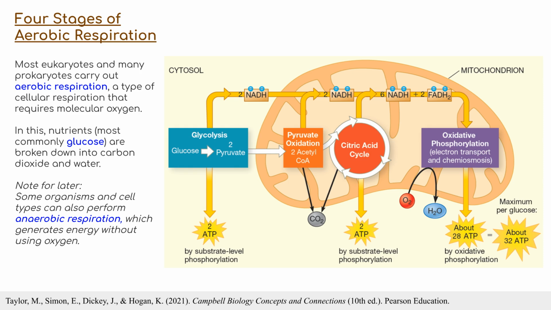This stage takes place along the inner mitochondrial membrane. Electrons carried by NADH and FADH2 move through the electron transport chain. Oxygen is required at the end of this chain. This stage produces the majority of ATP made during aerobic respiration. Together, these four stages allow cells to efficiently convert energy stored in glucose into ATP that powers cellular activities.